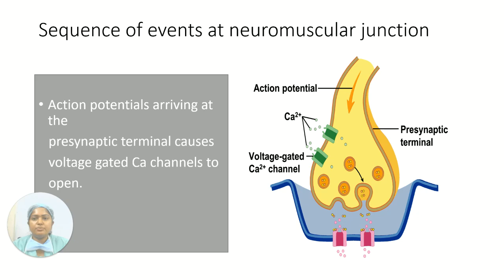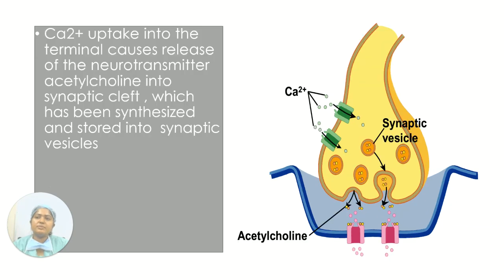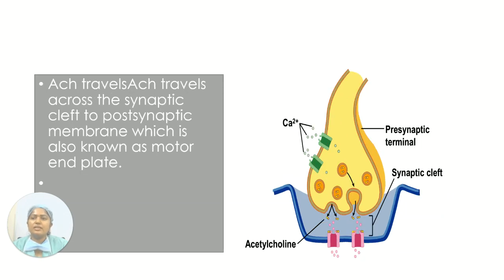And then coming to the sequence of events at the neuromuscular junction. An action potential arriving at the presynaptic terminal causes voltage-gated calcium channels to open. Calcium uptake into the terminal causes release of the neurotransmitter acetylcholine, which is synthesized and stored in the synaptic vesicles, into the synaptic cleft. Acetylcholine travels across the synaptic cleft to the postsynaptic membrane, which is also known as the motor end plate.